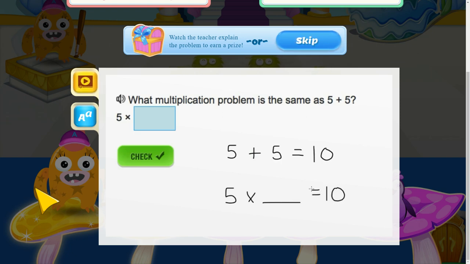A good way to look at this problem is to think about the addition problem. How many 5s do we have? Well, we have 2 5s. That means that we should have 2 times 5 because that equals 10.